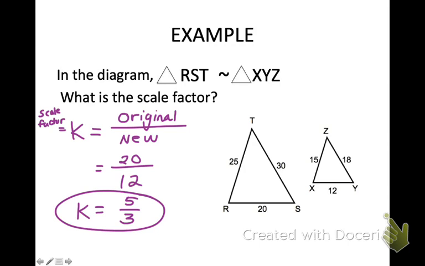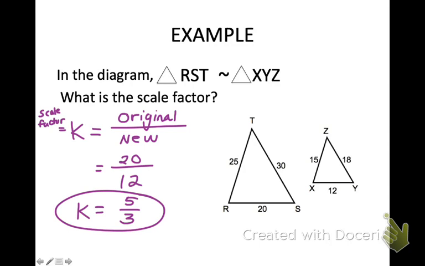Okay? And if the orientation of these triangles, meaning maybe this started rotating and it's not exactly in the same orientation, do you guys understand what I'm saying when I say that? So make sure you utilize RS matches up with XY. So that means I'm going to match RS up with XY. So make sure you utilize that.